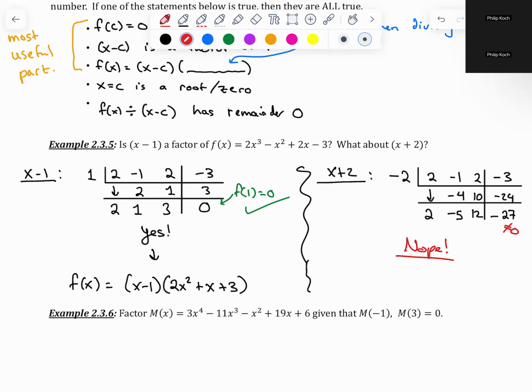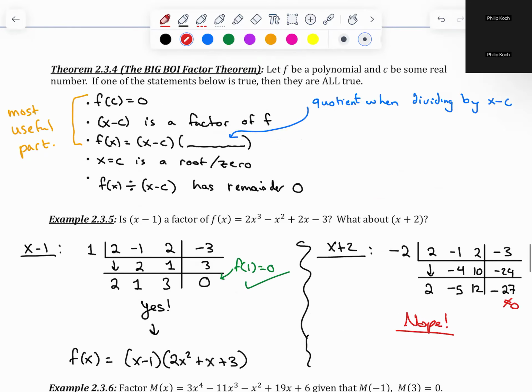Any questions on that? You can do synthetic division to check. So hopefully now you see with this, I meant to mention it and I forgot to. This is why synthetic division is useful.